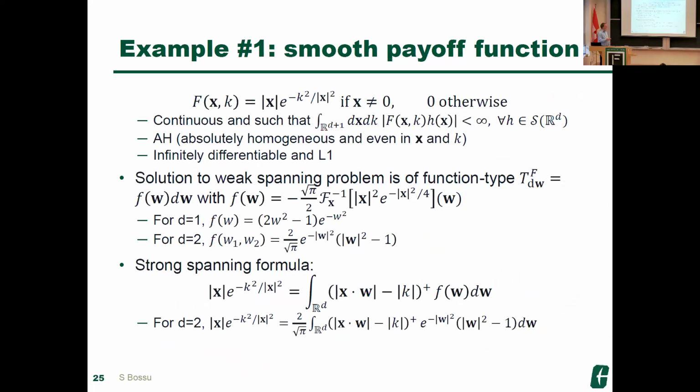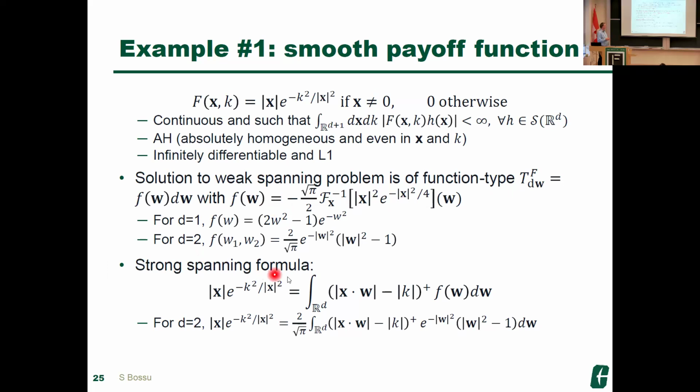So the easier examples tend to be the smooth payoff functions, which typically don't trade. But at least for mathematical satisfaction, we get these kinds of closed-form solutions. So this is the payoff where it's the norm of x times the exponential of minus the strike squared divided by the norm of x squared, and it's continuous. Integrable against a Schwartz function after multiplication by a Schwartz function. It's absolutely homogeneous. It's L1, infinitely differentiable, all that. So the solution to the weak spanning problem can be calculated explicitly.